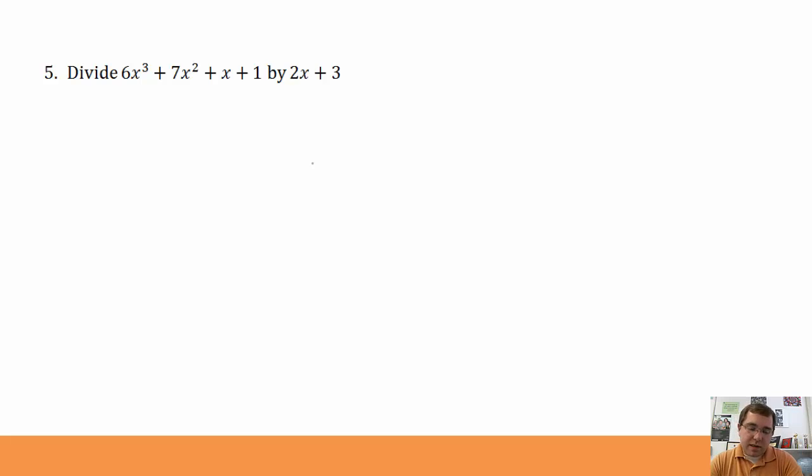Divide 6x cubed plus 7x squared plus x plus 1 by 2x plus 3. So I have got 6, 7, 1, and 1, because this is really 1x. Now what am I dividing by? This time it's a 2x plus 3 instead of just x plus 3. So I actually need to treat this 2x plus 3 as 2 times x plus 3 over 2. I need to factor out a 2. So I'll be dividing by x plus 3 over 2, but I need to account for that 2.